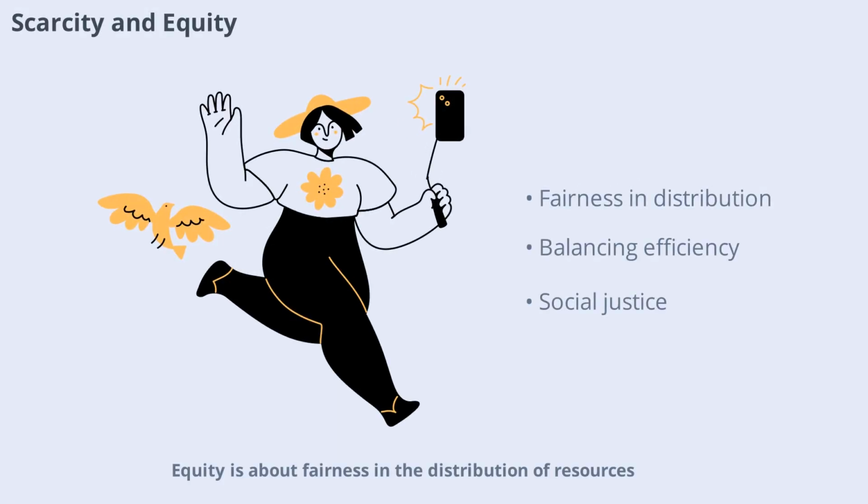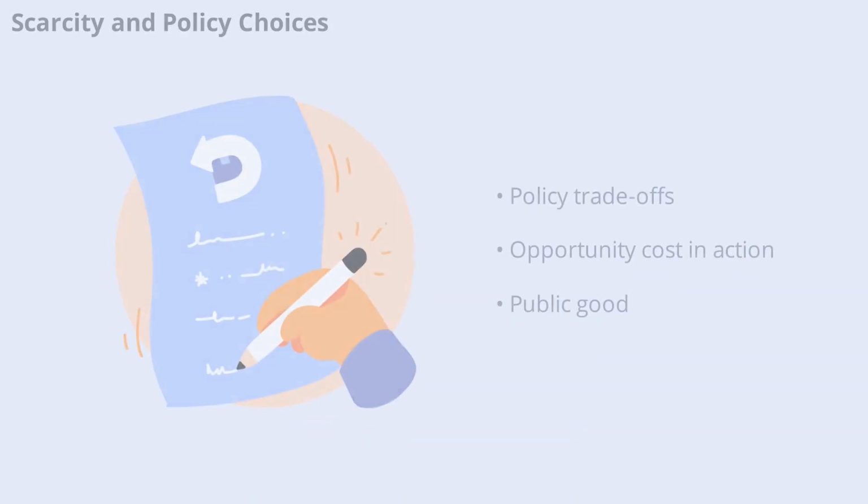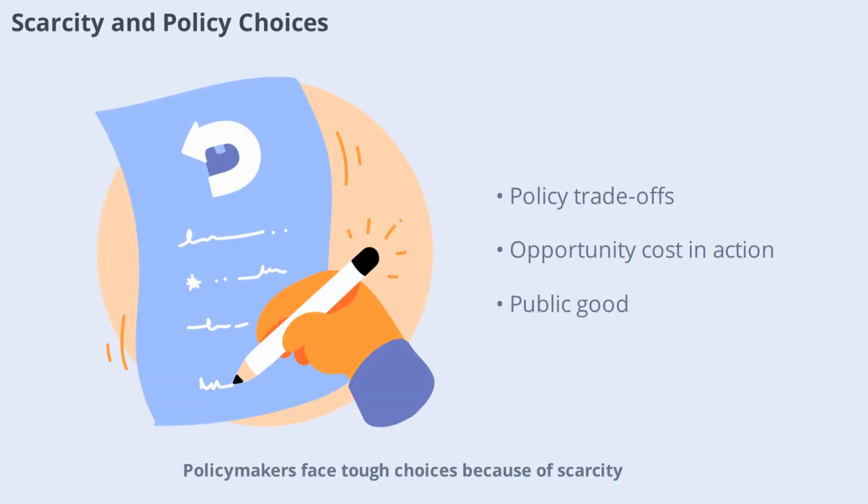Equity is about fairness in the distribution of resources. Scarcity makes achieving equity challenging as not everyone can have everything they want. Societies must balance efficiency with fairness to ensure that resources are shared in a just way. Policymakers face tough choices because of scarcity. Every policy decision involves trade-offs and opportunity costs. By understanding these concepts, leaders can make better decisions for the public good.